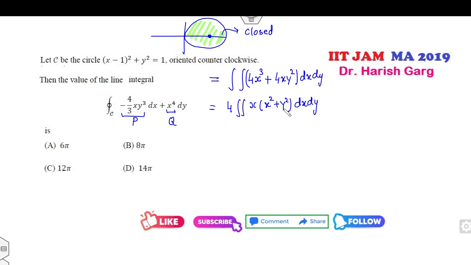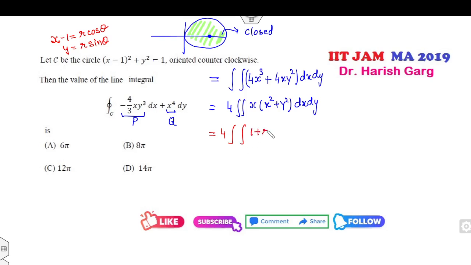Now how can you integrate them? Either you can take it as a curve, otherwise, since it's a circle, I can change to polar coordinates. So x minus 1 will be r cos theta and y is r sin theta. So I can substitute the value here. This is the double integration.